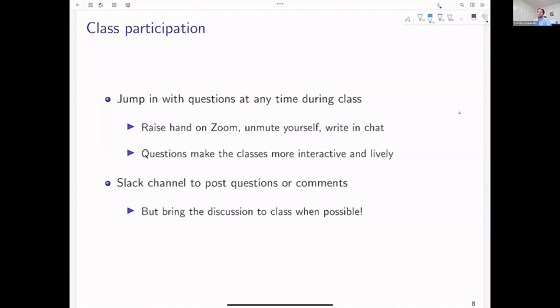So feel free to either raise your hand on Zoom, or if you raise your hand and I don't see it, just unmute yourself and interrupt. You're also welcome to write in the chat. Sometimes I may miss the chat, but I'll try to monitor it. Again, you're strongly encouraged to jump in with questions, comments, discussions, to make the classes more interesting and easier to follow. So please interrupt whenever you want.